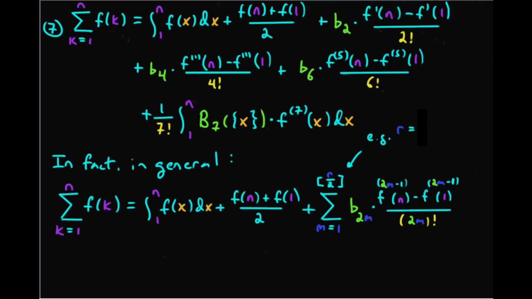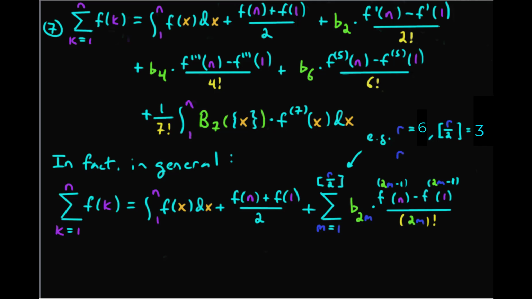We just saw this with the 7th derivative form of the EMSF that has all the same correction terms as the 6th derivative form. So for example, if we let r equal 6, then the floor of r over 2 will just be the floor of 3, which equals 3, and we'll get all of the correction terms that we expect in the 6th derivative form of the EMSF.